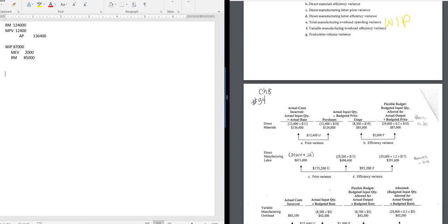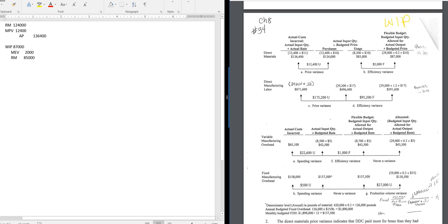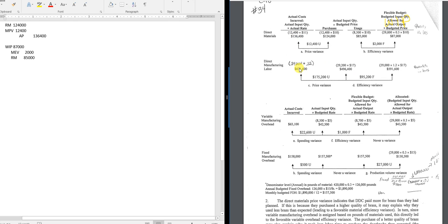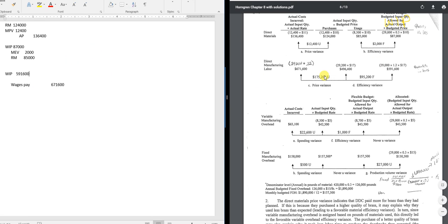Labor I can combine in one entry because I don't inventory labor, so my actual quantity that I pay for and use are the same thing. So think about your journal entry when you use labor. When I use labor, I'm going to debit WIP, and I'm going to credit wages payable. Okay, I always pay the actual amount, so my wages payable is $671,600. My WIP is always the standard amount, $591,600, right over here. And then I have an unfavorable variance, and unfavorable variances are debits.